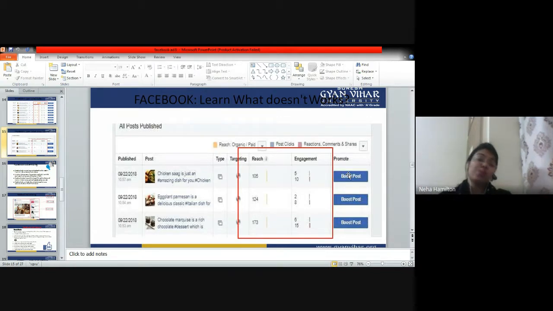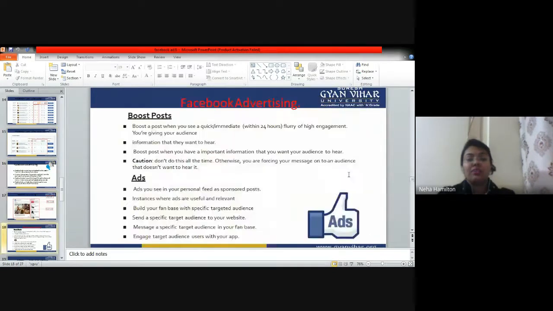So I have a scope of boosting this post because I know that people are liking this ad. Maybe if I increase the reach from 100 to 200, I can reach up to 30 number of engagement, right? So boosting the post is again a feature of paid advertising. So you can immediately boost your post after seeing the Facebook analytics if you are getting a positive feedback from your customers. Give them the information they want to hear.